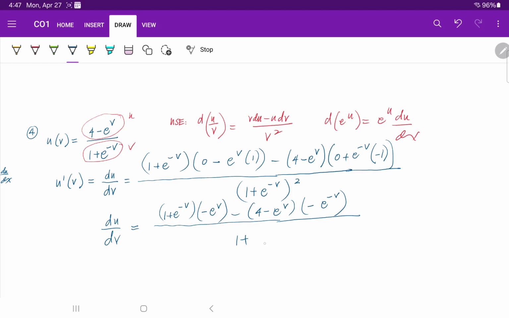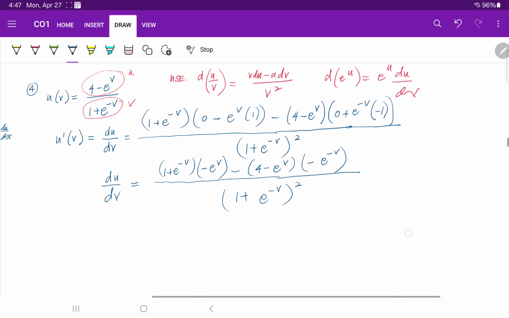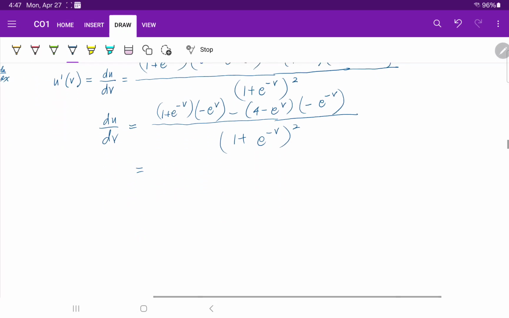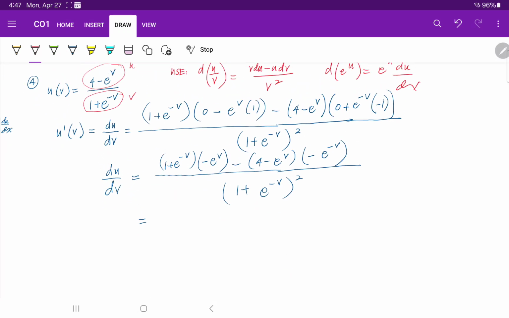Over 1 plus e to the negative v squared. Now, if we simplify, do we have a common factor? There's none, because we have e to the v here, but the other one is e to the negative v. So what we do is we distribute and then collect similar terms. So we'll have to multiply these two.